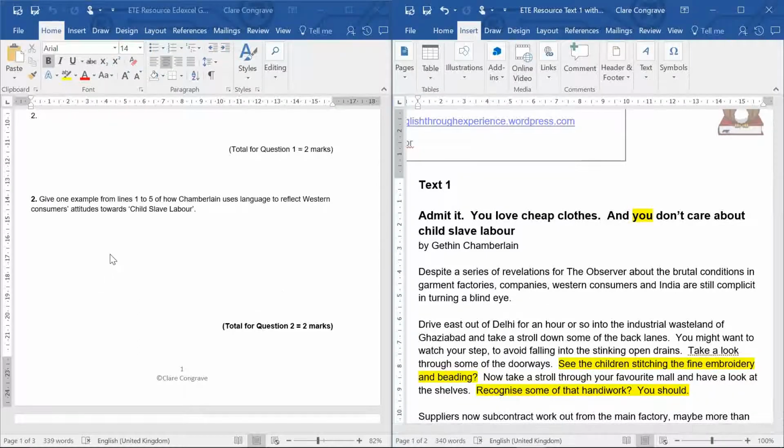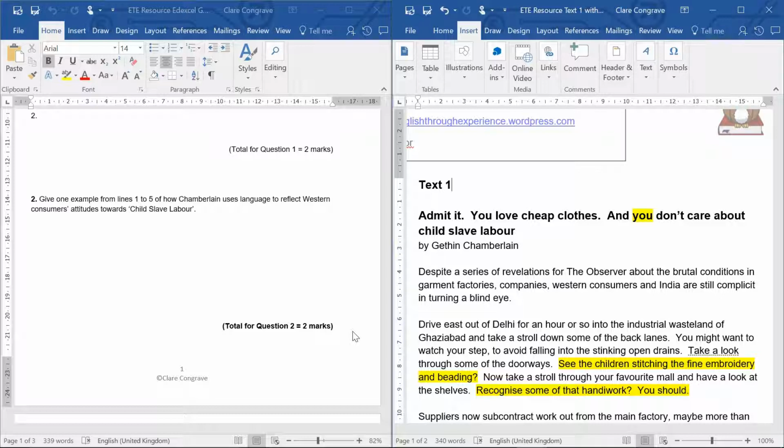So what we would say is, turning a blind eye. Chamberlain uses this idiom to reflect the fact that Western consumers don't care about child slave labour and are happy to ignore the situation. If you did all that, that would get you those 2 marks that you need.